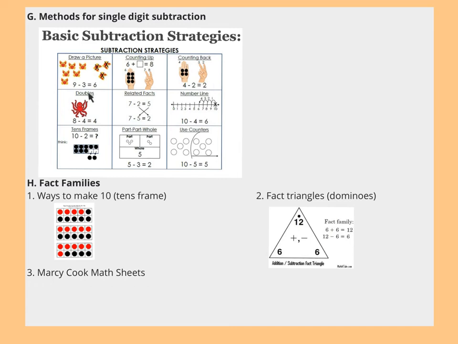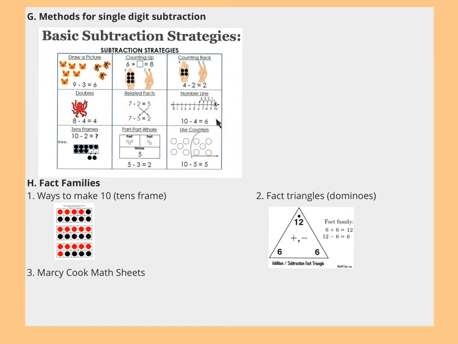We can invert our doubles facts, so we know that 4 plus 4 is 8, so 8 minus 4 will be a doubles fact. We can look at related facts, and we'll talk about those related facts in our fact triangles. I know that 7 minus 2 is 5, so I can interchange that 5 and 2 to get my second fact. We see a lot of times students are using the draw the picture quite a bit, and then we also rely on the number line.